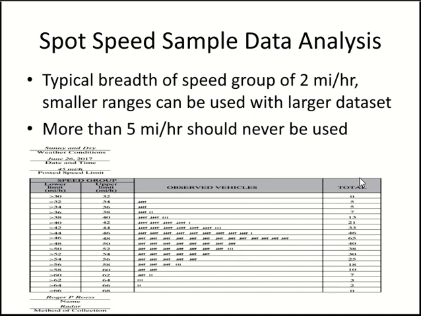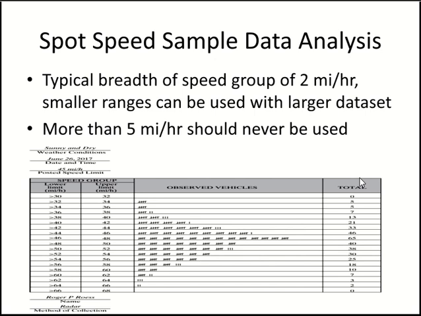Okay, there are some recommendations for the speed groups. The size of the group should not be more than 5 miles per hour, and the recommended value is 2. So more than 5 we should not make it. If we are starting from 30, then 30 to 36 is not acceptable. It should be 35 or less. And 2 is considered the optimum, recommended size.